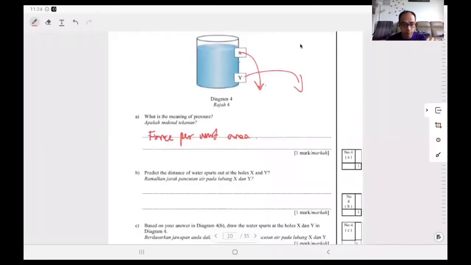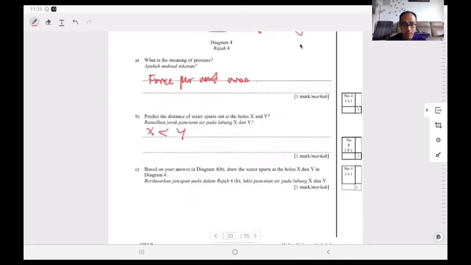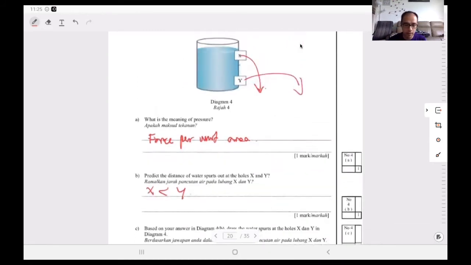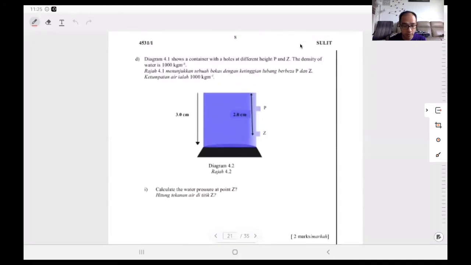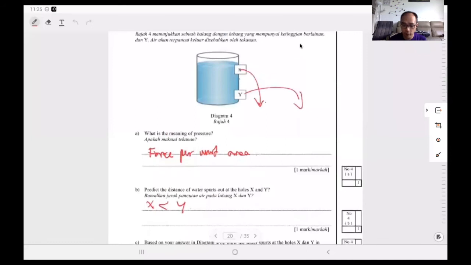All right. Now predict the distance of the water spurts out at holes x and y. x will be less than y. Sorry, I'm giving you the lazy answer, but please write it in full sentence. The distance of water spurts out at x is lower than the distance at y. Okay, based on your diagram in 4b, draw the water spurts. I've already drawn it for you.